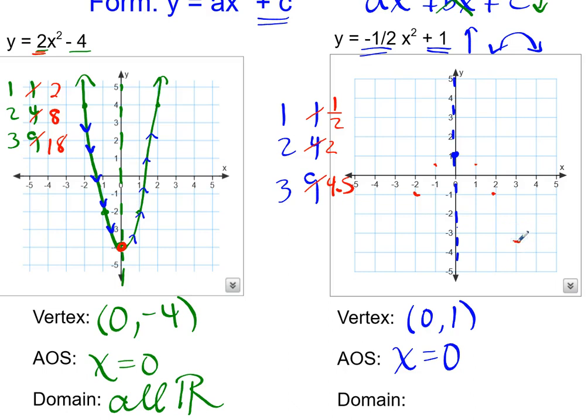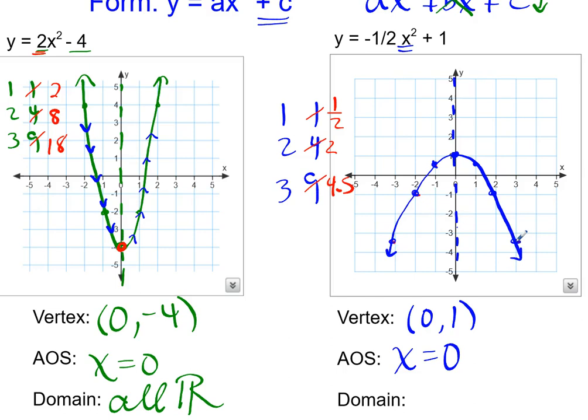Remember, these are not ordered pairs that I'm plotting. This is just the shape based on what the stretch or shrink is and based on where the vertex is. If you want to plug in values for x into this original equation up here, you can plug in values for x and get values for y, and those will give you these ordered pairs that we're plotting here.